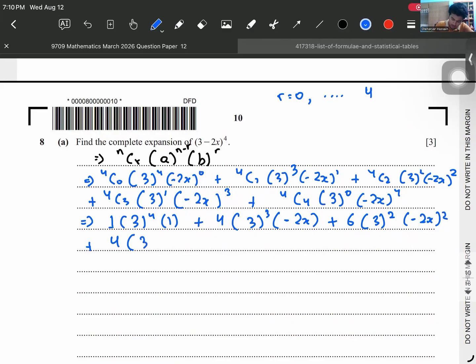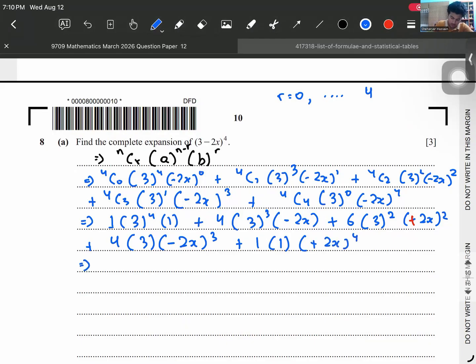This turns out to be 3. One more thing that I forgot to do here is that for even powers, it's going to be positive. For odd powers, it is going to be negative. Okay, and then we have 1 over here, then 3 to the power of 0, anything to the power of 0 is 1, and positive 2x to the power of 4.